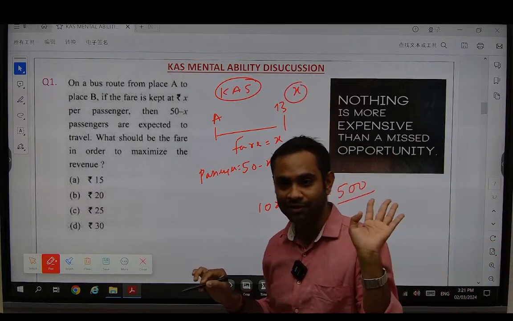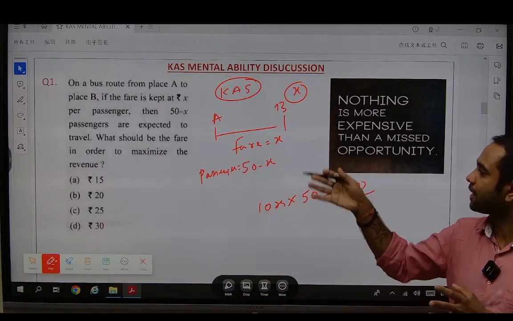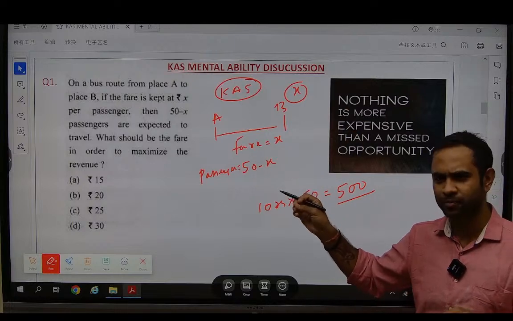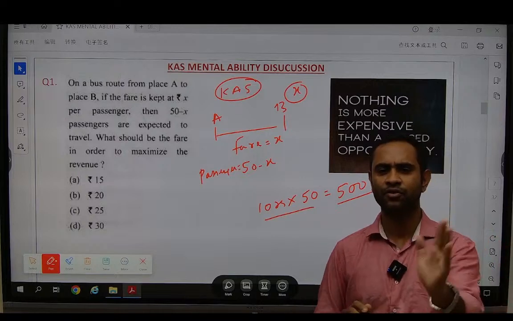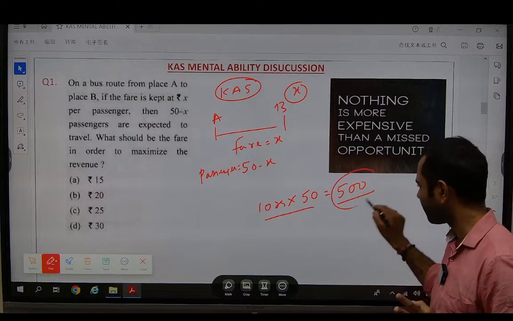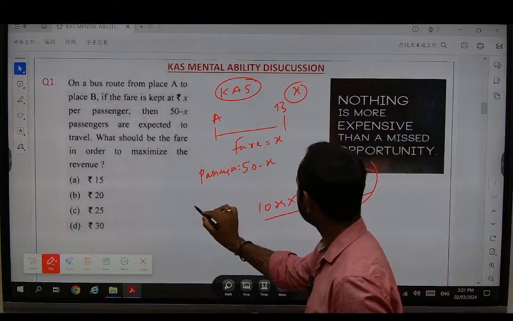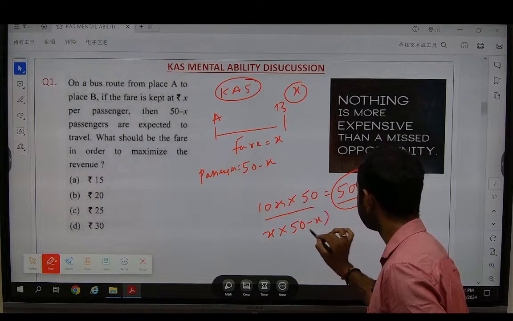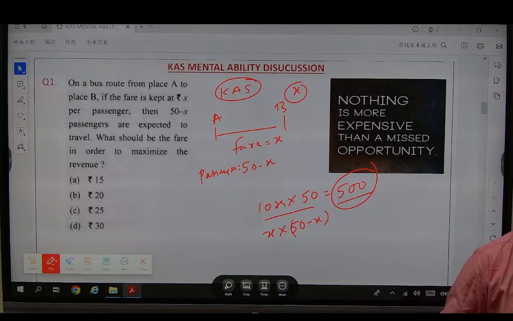Because this question, if you try to solve now, you'll have to take X, and whenever you take X, gone. You will get into a quadratic equation, and after solving for 5-6 minutes, you will be able to get the answer. So we know that if I am traveling from Rajajinagar to NammaKPSC, the fare is 10 rupees, 50 people are there, then the total revenue, that means the total money I will be getting, is 500 rupees. They are telling now the fare is X and the passengers are 50 minus X. Tell me what should I keep the price so that I can get the maximum revenue.